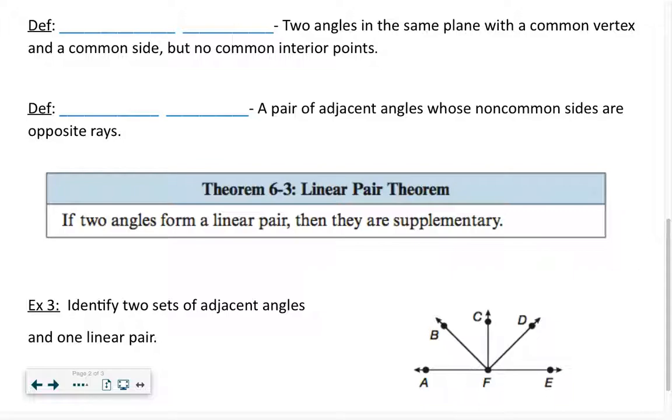Two angles in the same plane with a common vertex and a common side, but no common interior points. Those are our adjacent angles that we've been working with. Next one, a pair of adjacent angles whose non-common sides are opposite rays. This is called a linear pair. And a linear pair is basically a synonym for supplementary angles.